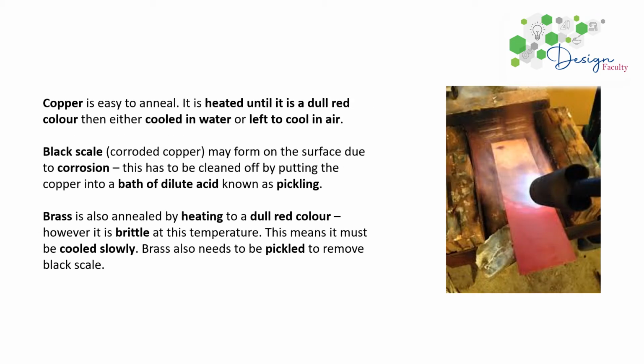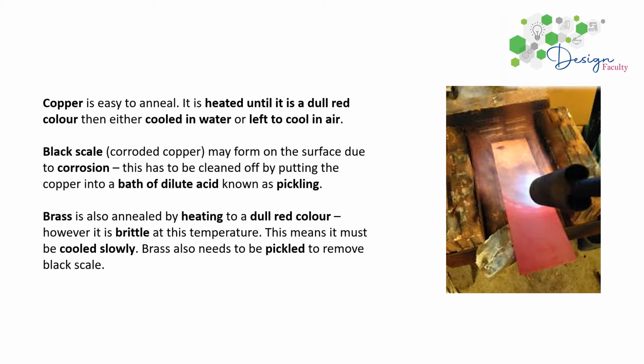Copper is really easy to anneal. It's heated to a dull red colour, so you can see that colour on the right hand side there. That can either be cooled in water or left to cool in air. Black scale might form on the surface due to corrosion, and you can clean that off by putting the copper into a bath of dilute acid. That's known as pickling, and it just cleans the surface. You do pickling quite a lot in jewellery making. You would pickle gold and silver, because when you've heated it up, you lose the brightness of the material and you get black scale on it, but the acid will take all of that off.